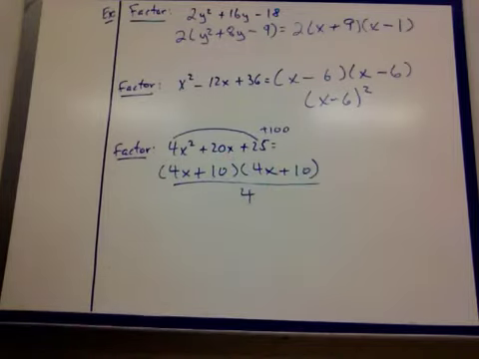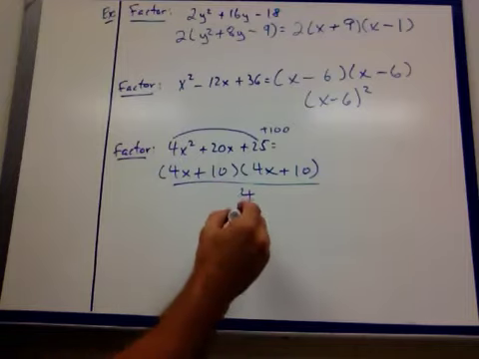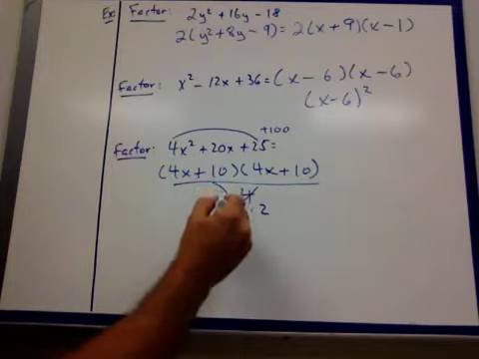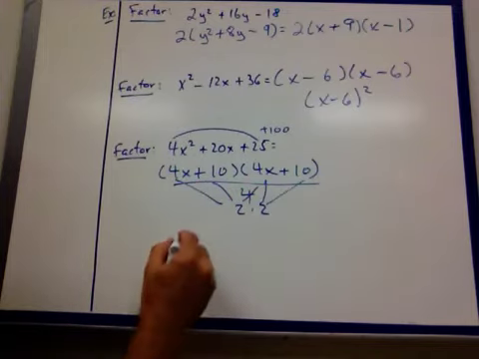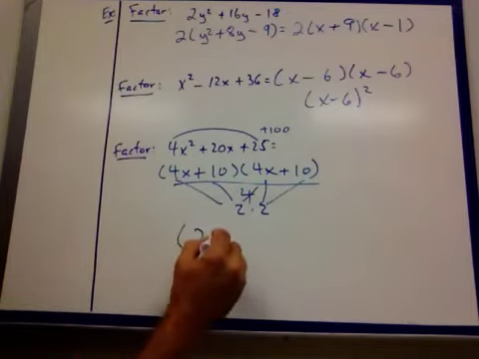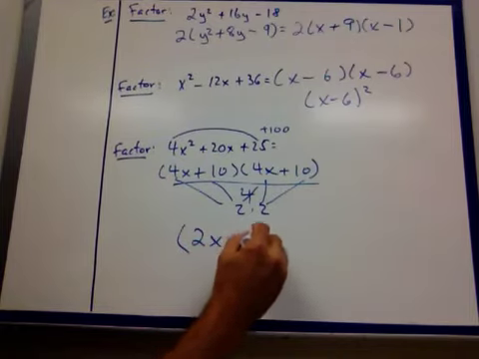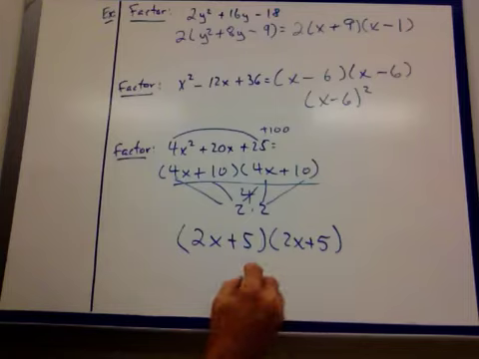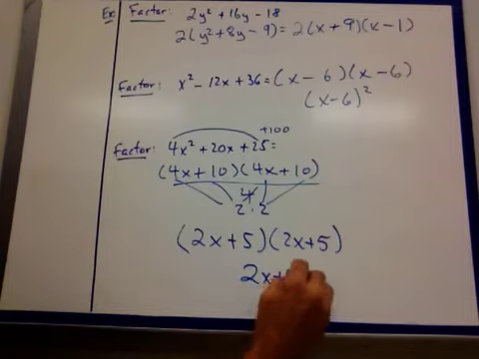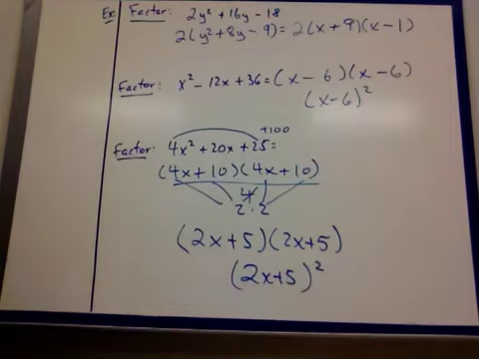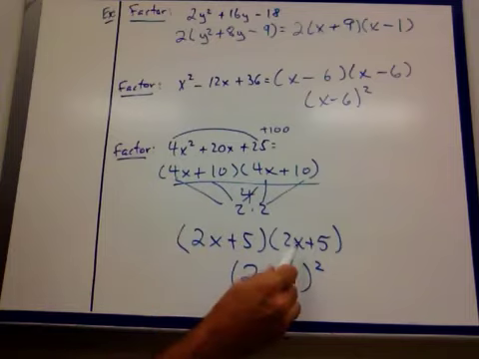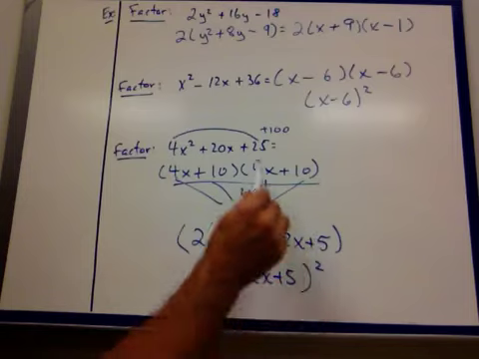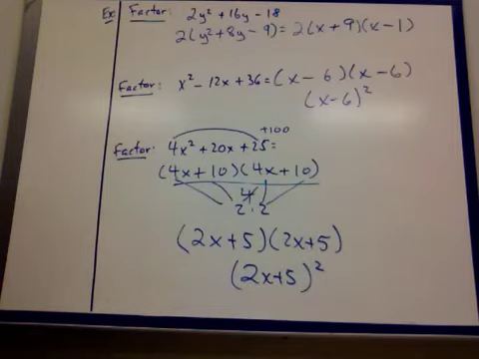Alright? 4 doesn't go into 10 evenly either way, so I'm going to break it down as 2 times 2, that's 4. And then that 2 can go into there. That 2 can go into there. 2 goes into 4 twice, goes into 10 5 times. And if you want to write this as 2x plus 5 squared, same thing. There's my 4x squared plus 10x is plus 20x. 5 times 5 is 25. So it all works in there.